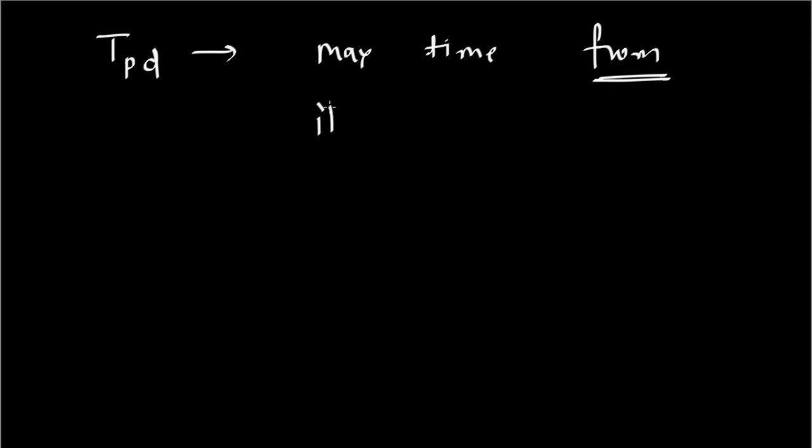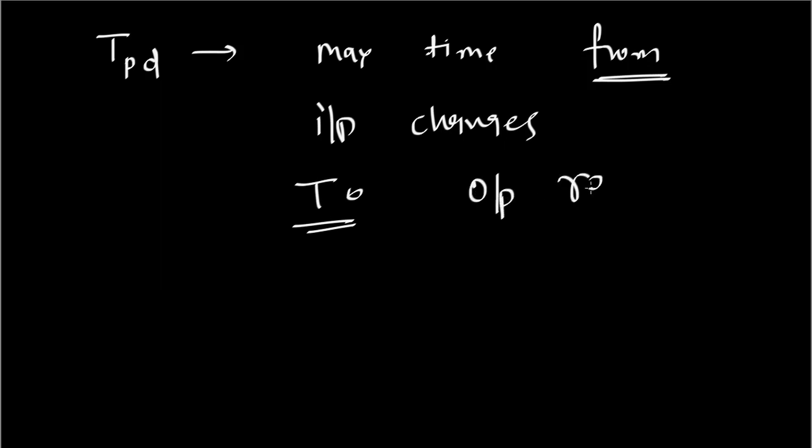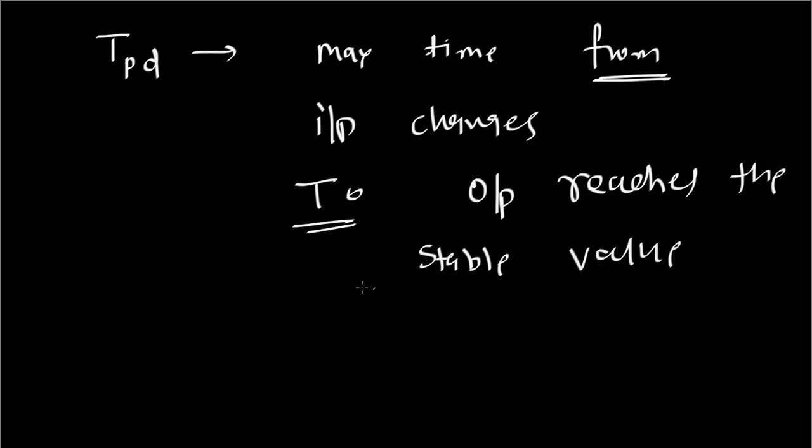Now similarly we have defined the propagation delay. Propagation delay we defined as the maximum time from when the input changes to when the output reaches the stable or final value. Stable value. So this is the propagation delay definition we have defined. Now what is the maximum in this?